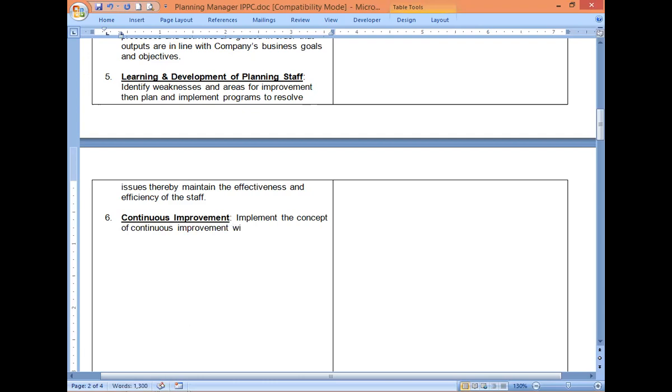Okay, with the view of eliminating unwanted incidents and inefficiencies of the plant and processes. Part of the lean management, right?